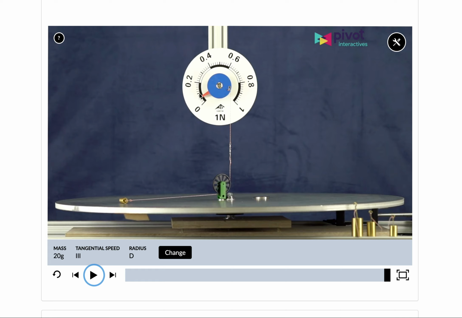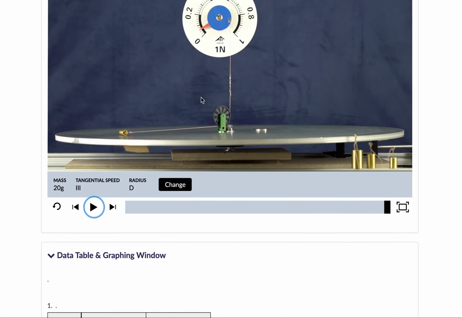And so that means that this line right here would be the 0.1 newton mark. And each of these smaller lines must be 0.02 newtons, okay? Because this would be 0, 0.02, 0.04, 0.06, 0.08, and then that would be 0.1 newtons. So this is right at 0.06 newtons. So that is the centripetal force when there's 20 grams.